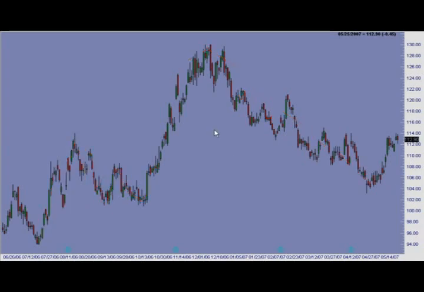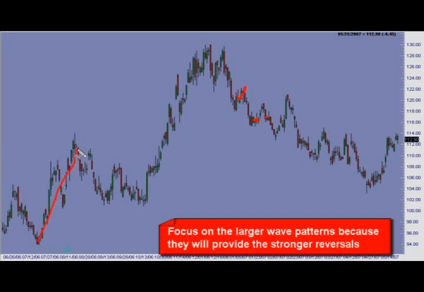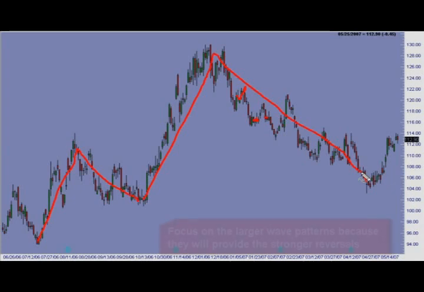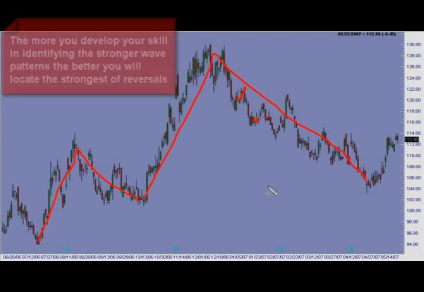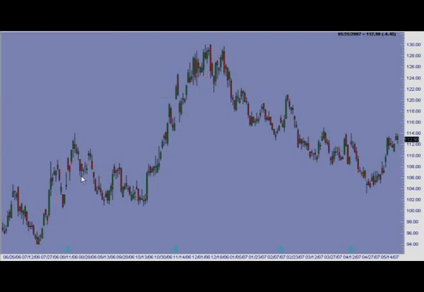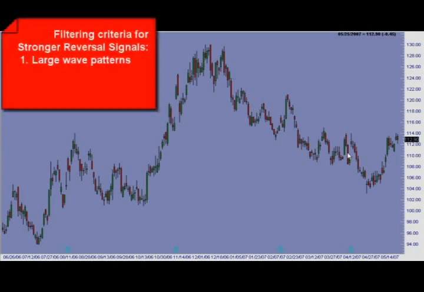So obviously then, we will need to avoid these smaller wave patterns and instead focus on larger wave patterns, because the larger wave patterns are going to provide the stronger reversals. This is where the ability to identify wave patterns is very important. And as your skill in identifying these strong waves increases, so will your ability to locate the strongest of reversals. Aside from the wave pattern, there are some additional criteria that we can use to filter out the strongest of reversals and avoid the weak ones.